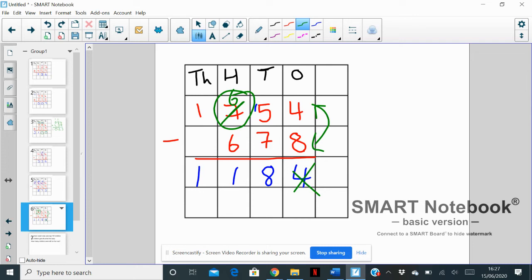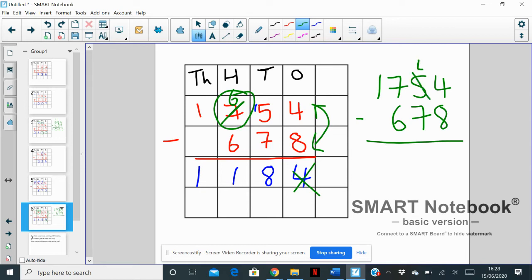So let's have a go at doing this calculation correctly. So we have 1,754, and we're subtracting 678. See how the digits are all lined up in the right place. 4 subtract 8, we can't do. I need to regroup from my tens column. That leaves 4. And I now have 14 subtract 8, that gives me 6.